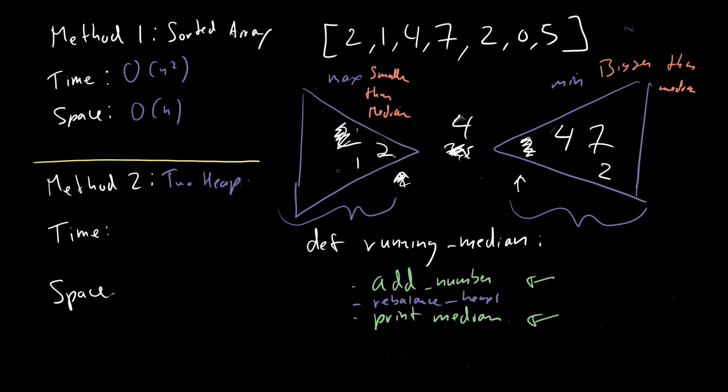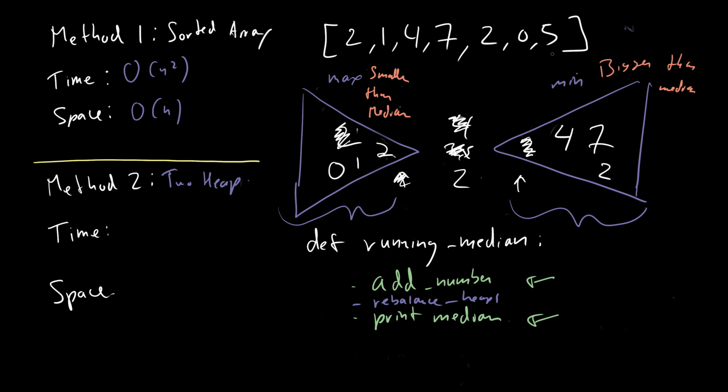It's smaller, so we put it here. And then now the median is, let's see, 2, 4. Oh wait, it's 2 actually, because 2 plus 2 divided by 2 is 2. Yeah, okay, that's good.